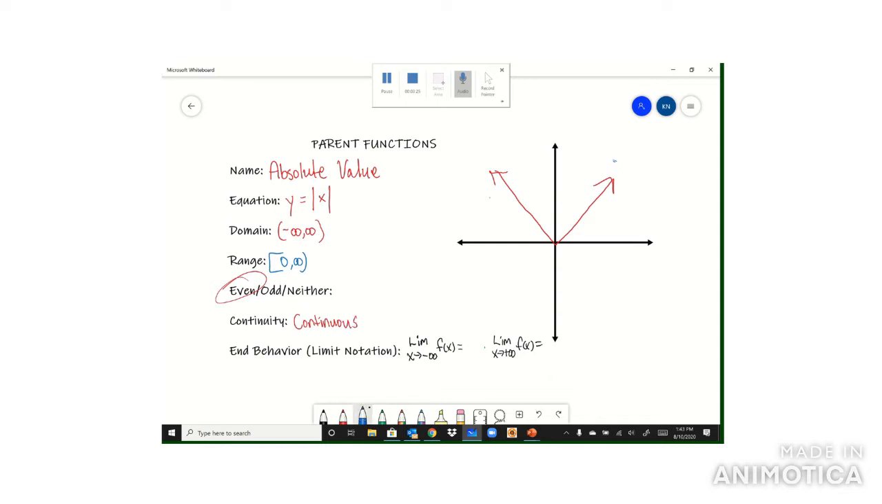And then just like the previous one, if you go left, you go up. If you go right, you go up. So both of these are approaching positive infinity on the end behavior.